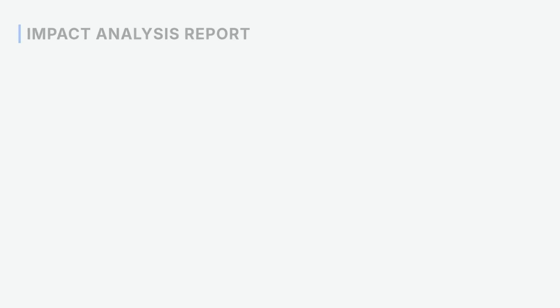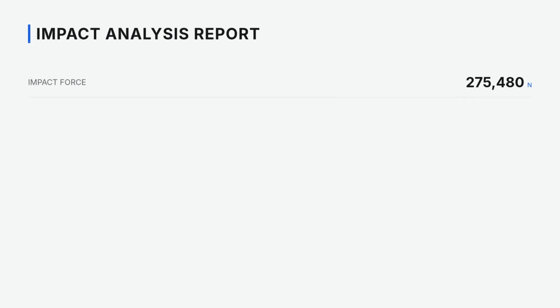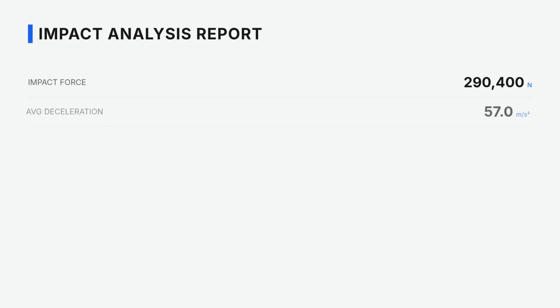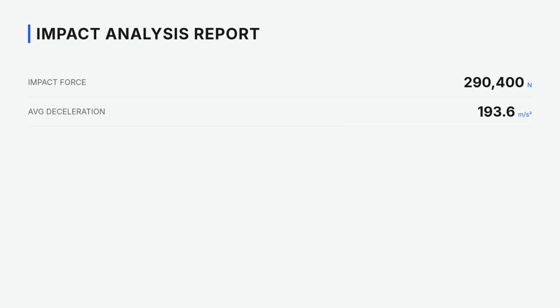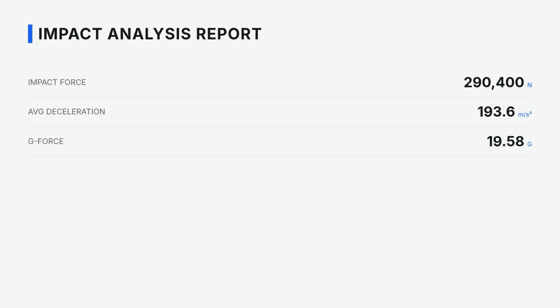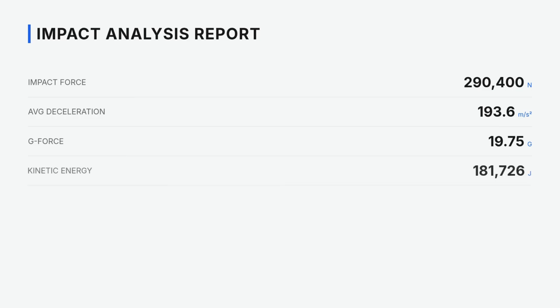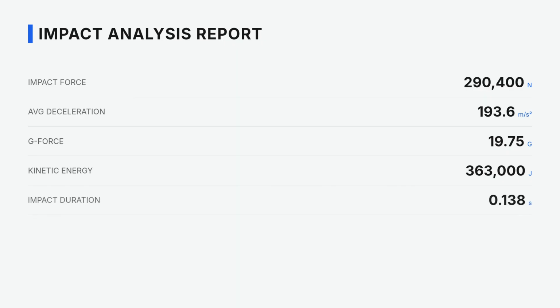Click Calculate. The results show an impact force of 290,400 newtons, average deceleration of 193.6 meters per second squared, and a g-force of 19.75. The kinetic energy dissipated is 363,000 joules, confirming our stopping distance of 2.5 meters and calculating an impact duration of 0.227 seconds.